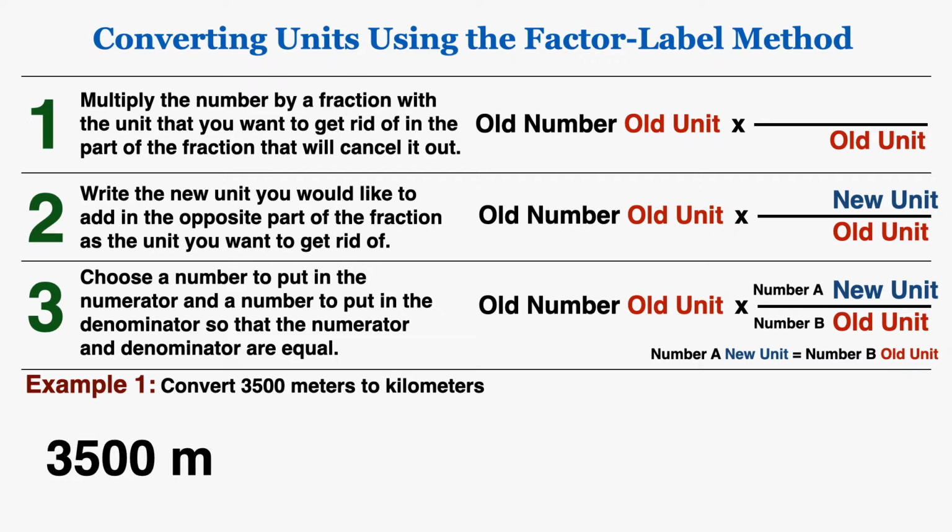So I want to get rid of meters, so I'm going to write a fraction and multiply it by my number. And because meters is in the numerator of my original number, if I put it in the denominator of my fraction, that will cancel it out.